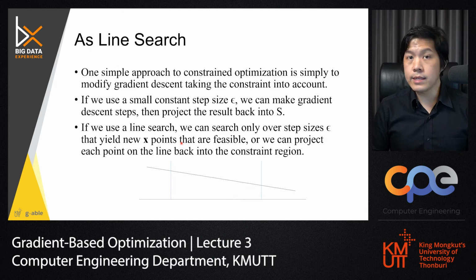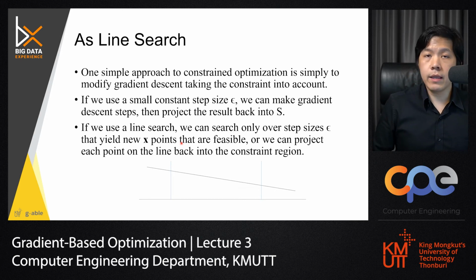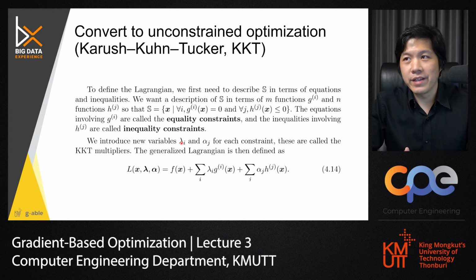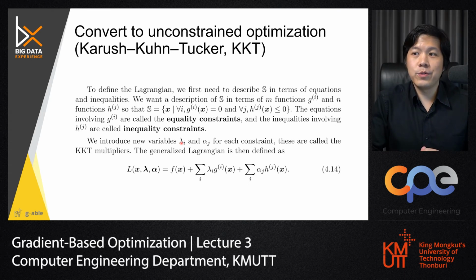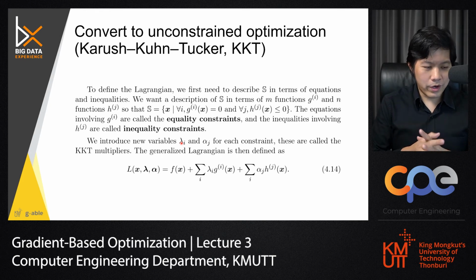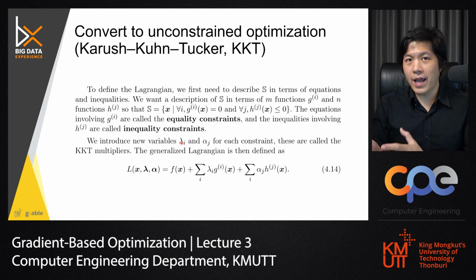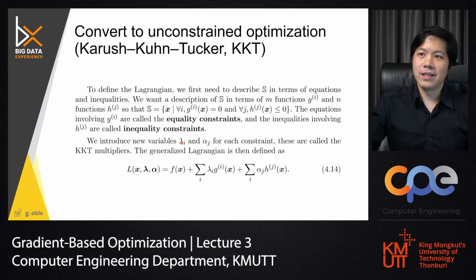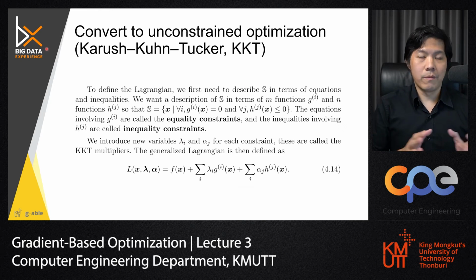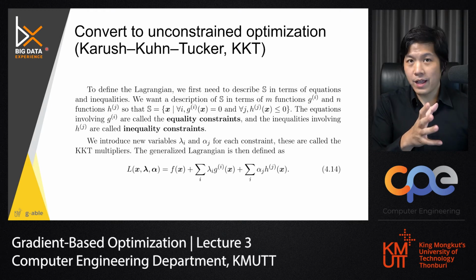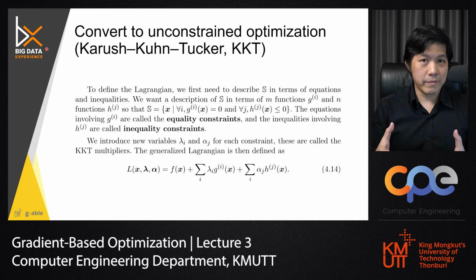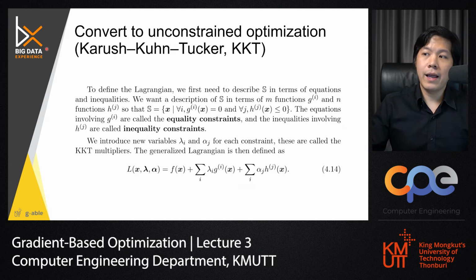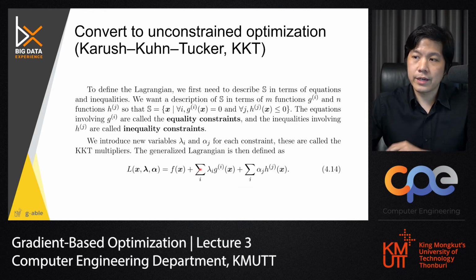There is another way to address this problem, by converting the constrained optimization into an unconstrained optimization. How do we do that? There is a method called KKT, the Karush, Kuhn, and Tucker conditions, which allows you to transform constrained optimization into unconstrained optimization by changing the constraint into part of the equation, like this one.